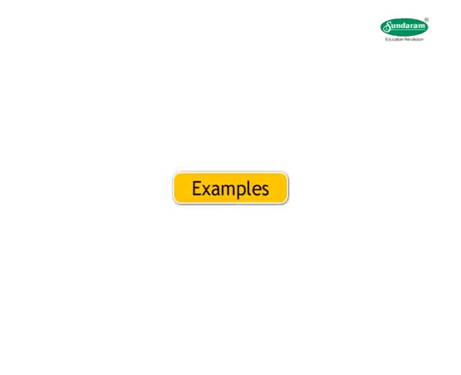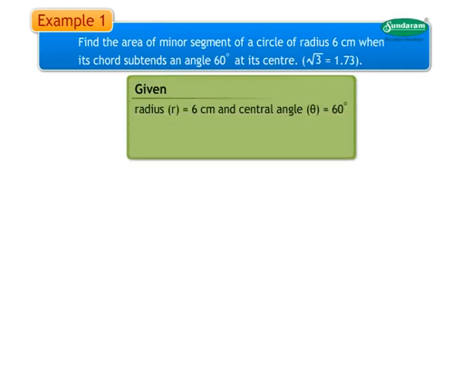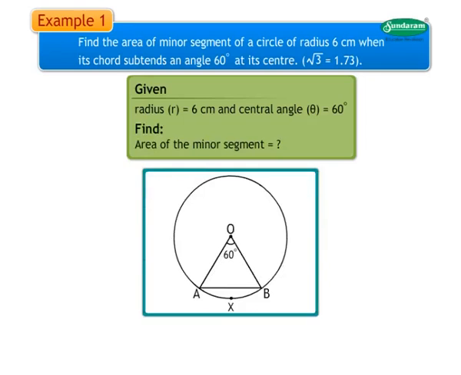Let's solve few examples. Example 1. Find the area of minor segment of a circle of radius 6 cm when its chord subtends an angle 60 degrees at its center. The value of root 3 is 1.73. Given radius R is equal to 6 centimeters and central angle theta is equal to 60 degrees. To find area of the minor segment.